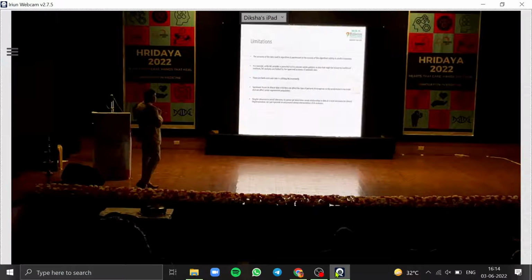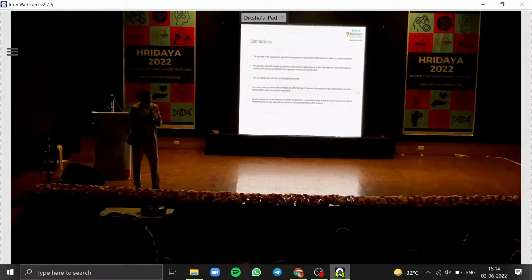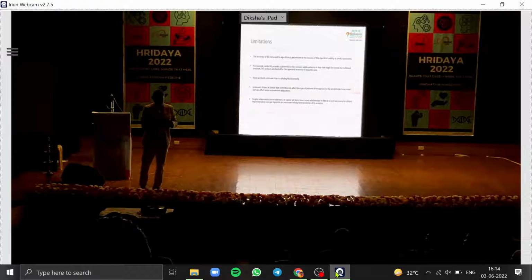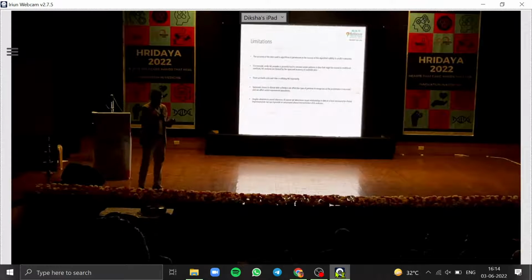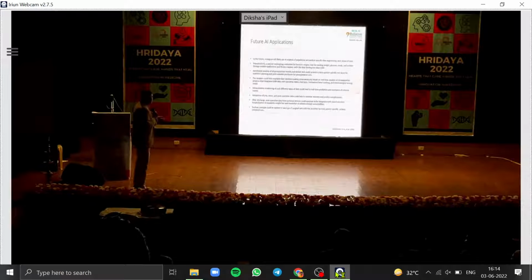Despite advances in causal inference, AI cannot yet determine causal relationships in data at a level necessary for clinical implementation, nor can it provide an automatic clinical interpretation of its analysis. So we are still maybe, I can say, 10 years away from letting AI run our lives, but it will come as more and more data is calculated accurately.